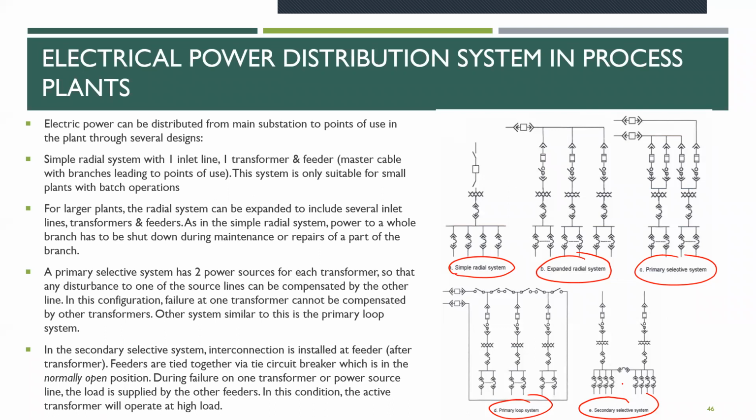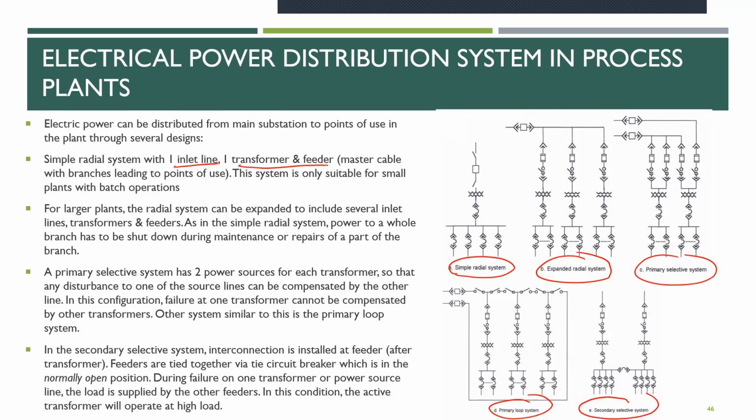For the simple radial system, this is the simplest electrical distribution arrangement, and it is classified as the least expensive in terms of equipment and initial costs. In this case, the simple radial system only consists of one inlet line, one transformer, and feeder. This system is only suitable for small plants, for batch operations.